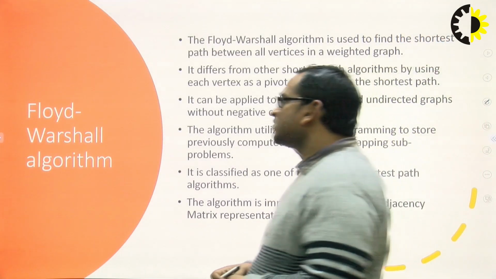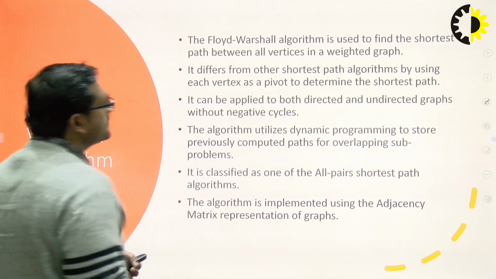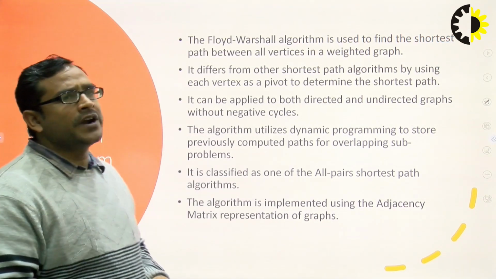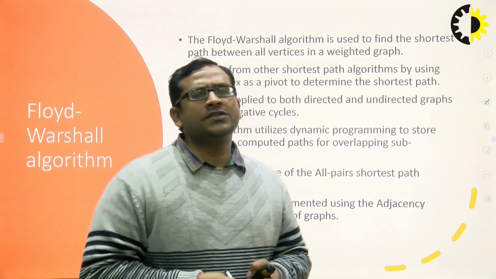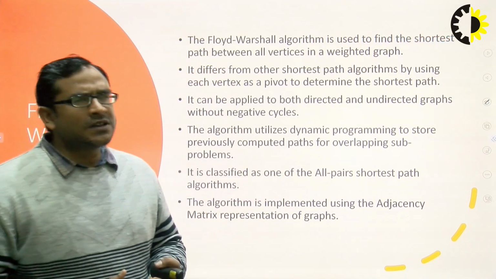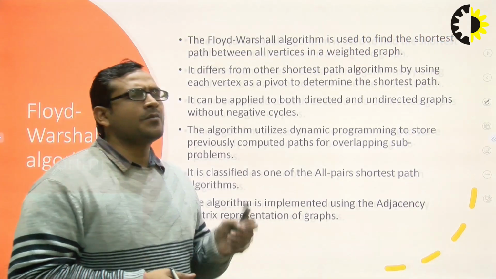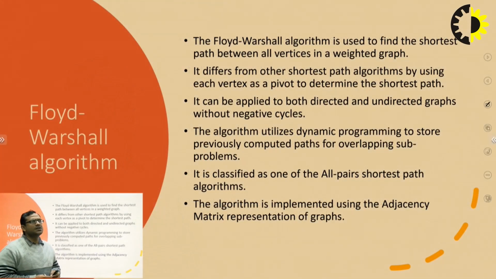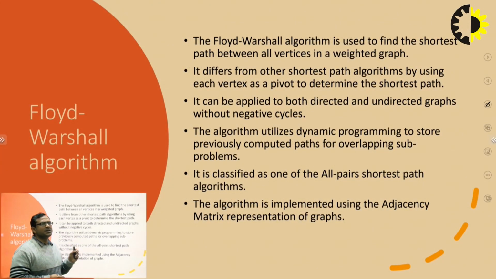First of all, let's see what the Floyd Warshall algorithm is. The Floyd Warshall algorithm is used to find the shortest path between all vertices in a weighted graph. It differs from other shortest path algorithms by using each vertex as a pivot to determine the shortest path. What exactly does that mean? Every vertex is used as a pivot element.